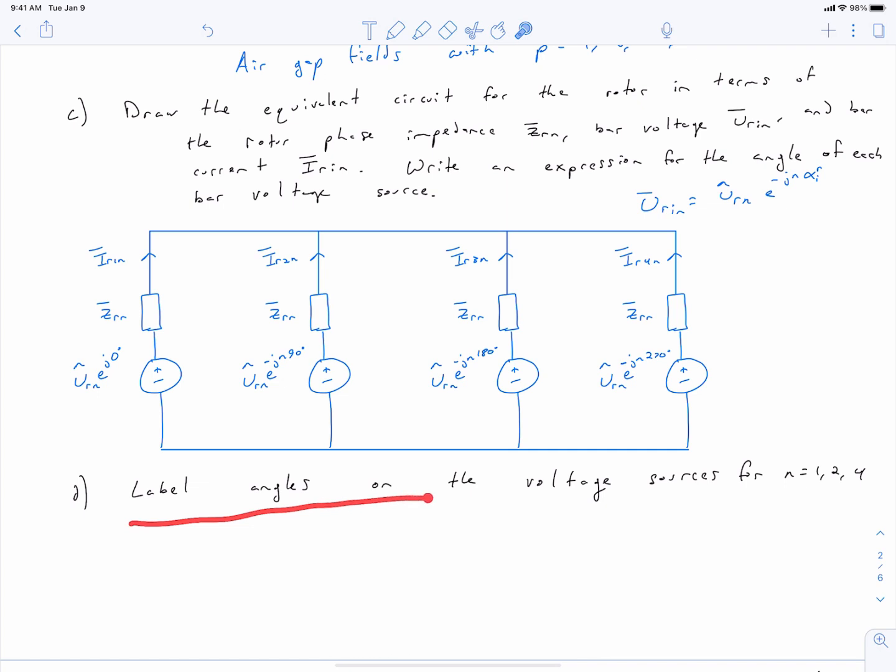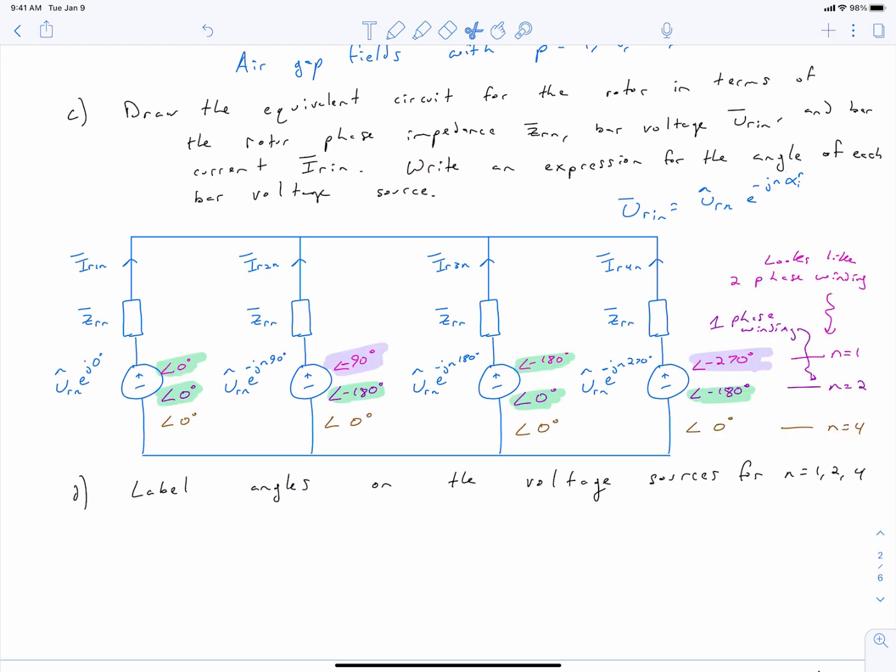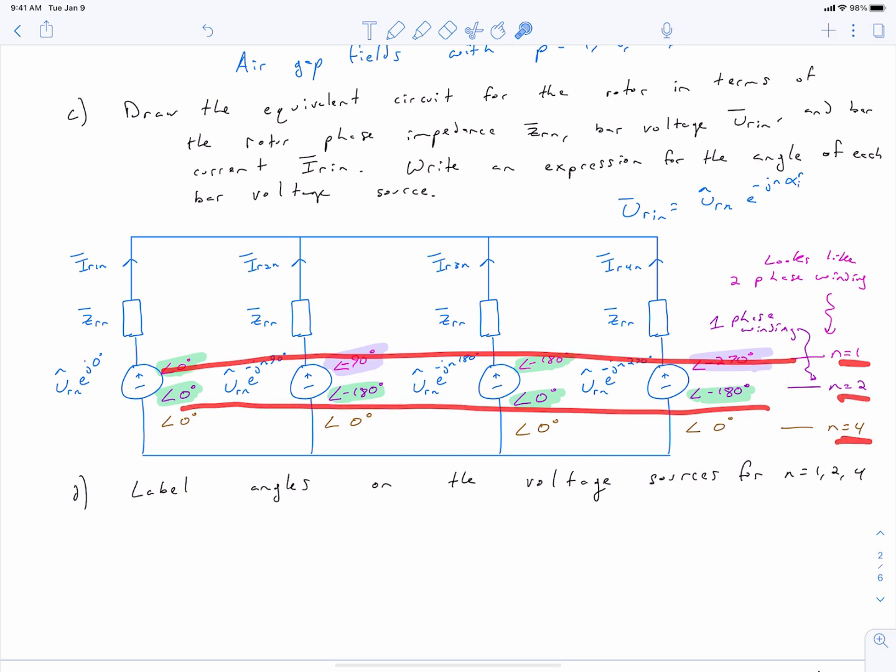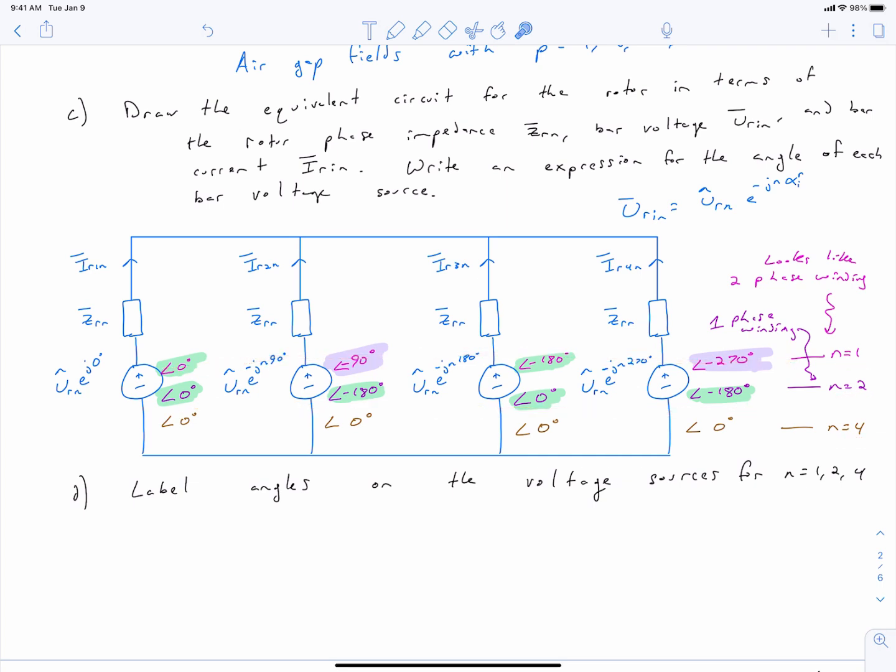Next, I want you to label the angles on the voltage sources for n equals 1, 2, and 4. Go ahead, give this a try, and resume watching when you are ready to see the solution. I've added our angle for each of these cases, so you can see that this top row right here corresponds to n equals 1. The next row down corresponds to n equals 2, and then n equals 4. And looking at the leftmost, on bar 1 for n equals 1, we just simply have the angle that we're seeing in our exponents for our voltage source. We got 0, negative 90 degrees, negative 180 degrees, negative 270 degrees.